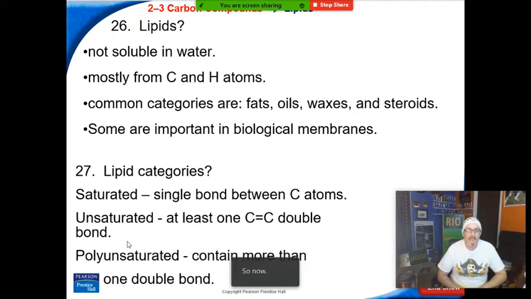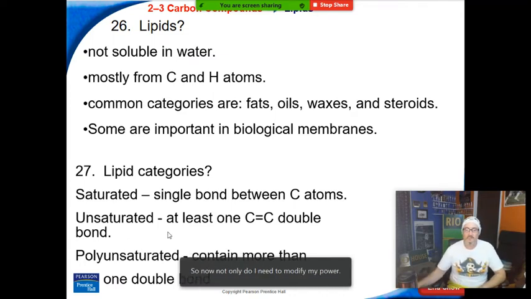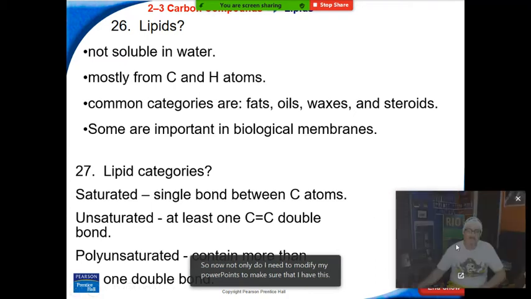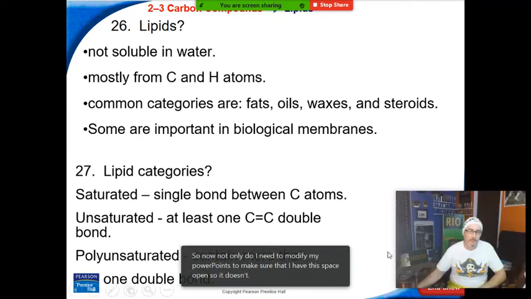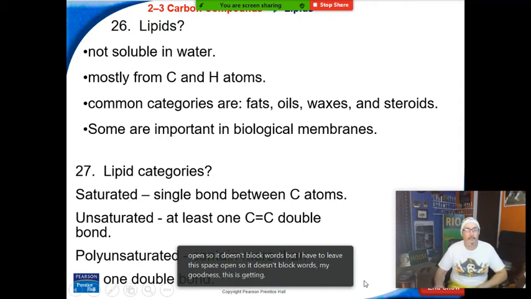So now not only do I need to modify my PowerPoints to make sure that I have this space open so it doesn't block words, but I have to leave this space open so it doesn't block words. My goodness, this is getting complicated.